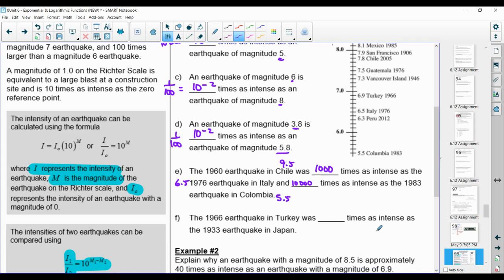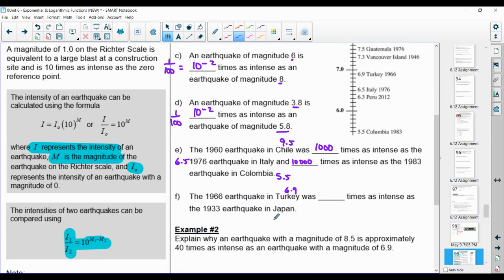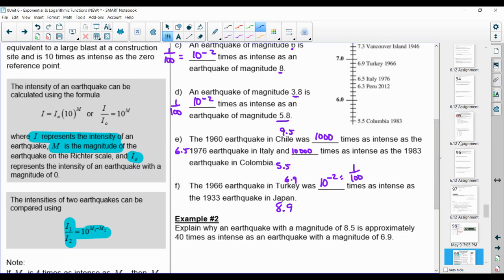Now, in 1966, there was an earthquake in Turkey, and that registered 6.9 on the Richter scale. And we had an earthquake in Japan in 1933, and that one registered 8.9. Well, the Turkey earthquake was less intense than the Japan earthquake, so 6.9 minus 8.9 is -2, so it was 10 to the -2 times as intense, or 1 over 100 times as intense. All right, so let's take a look at some specific examples.